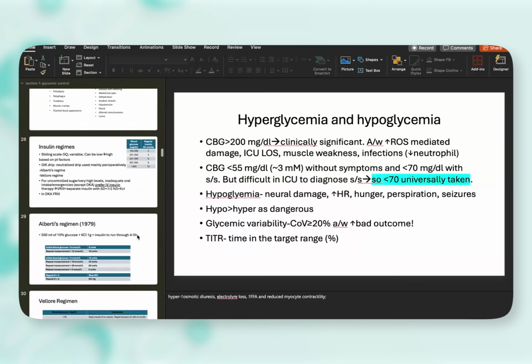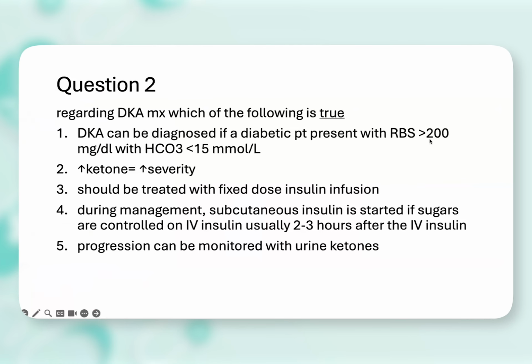Okay, so I guess this is a crash course session, and we'll discuss a few topics based on questions. DKA, that is diabetic ketoacidosis management: which of the following is true? One, if a diabetic patient presents with blood sugar of more than 200 with a bicarbonate of less than 15. Two, if the ketones increase, it indicates more severity. Three, it should be treated with fixed dose insulin infusion. Four, during management, subcut insulin is started if sugars are controlled on IV insulin, usually 2 to 3 hours after the IV insulin, and progression can be monitored with urine ketones.